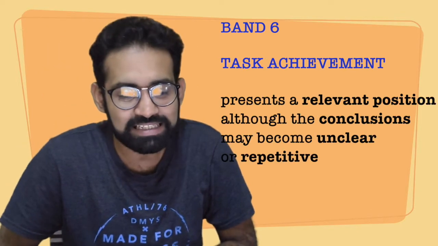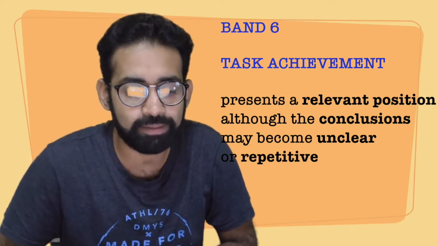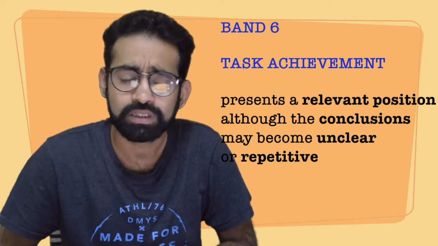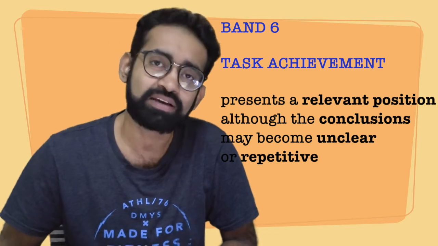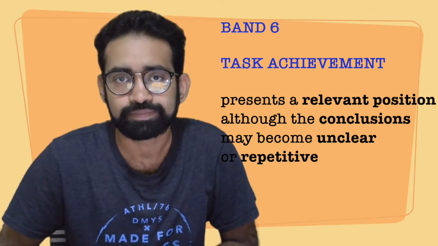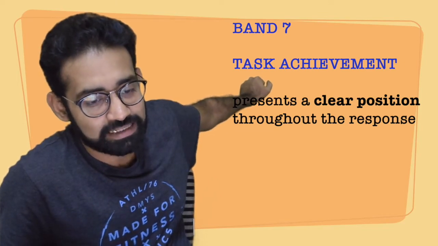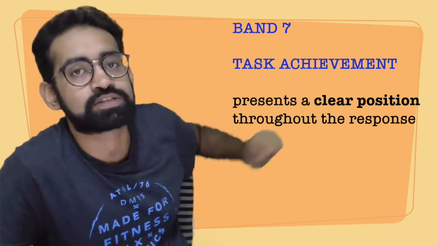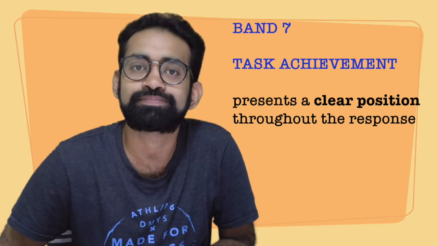The next point for band 6 is that it presents a relevant position, although the conclusions may become unclear or repetitive. So they're talking about a relevant position, they're talking about the conclusion, they're talking about it becoming unclear or repetitive. Now let's move to band 7 and see what's there. For band 7, it says presents a clear position throughout the response. Correct?